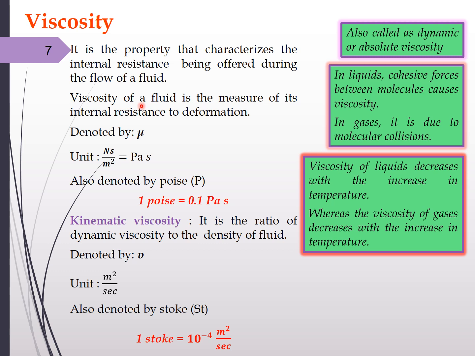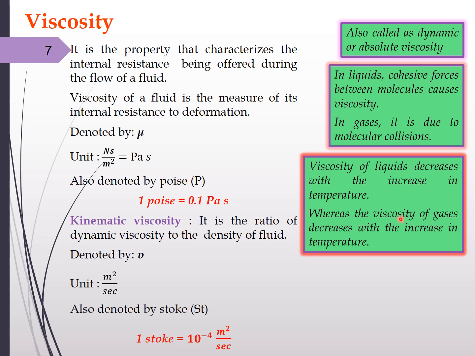Now the effect of temperature: how the viscosity will increase or decrease with the increase of temperature. Viscosity of liquids generally decreases with the increase in temperature. When you increase the temperature of a liquid, the viscosity will decrease; the resistance offered between the two layers will decrease. Whereas in the case of gases, there will be an increase in the viscosity with the increase in temperature. So liquids and gases have a different behavior.